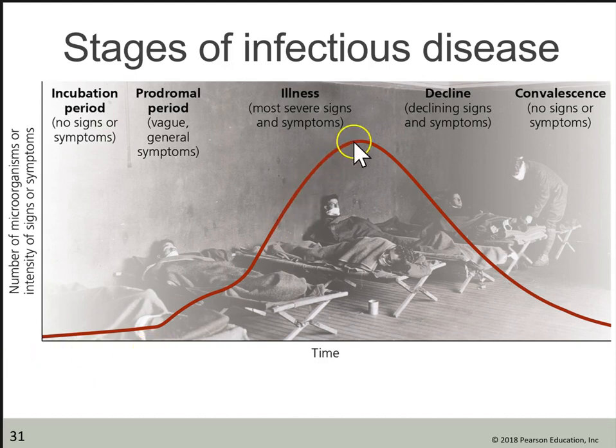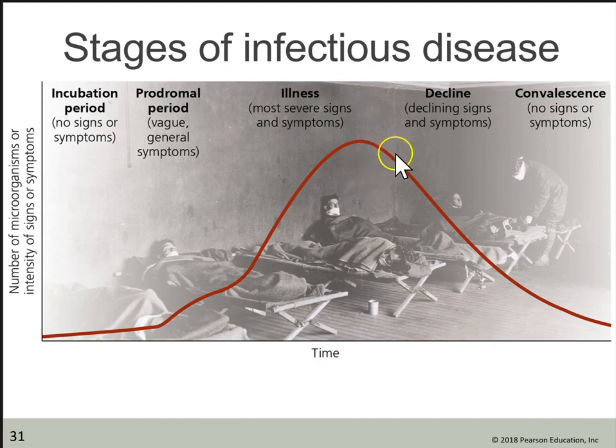Then there's the illness stage. At this point, the patient has the most severe signs or symptoms. So for our cold example, that's when your head is just completely congested, you're coughing, maybe sneezing a lot. This is when you actually have the signs and symptoms of that particular disease, and they're specific to that disease.